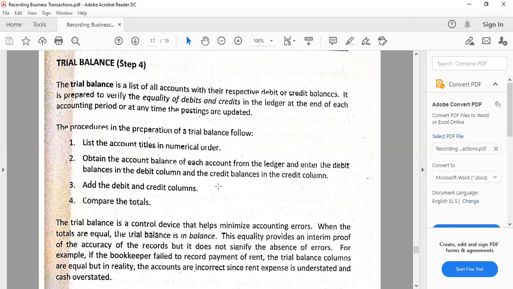So we just have to copy the account titles in order, from, let's say, cash as the start, to the last, provided that they have balances. Otherwise, if the balances would be, for example, just zero for these accounts, they are no longer included in the trial balance. As said, it's balance, so meaning only those items having a balance of greater than zero, so from 1 to infinity. Then second is obtain the account balance of each account from the ledger.